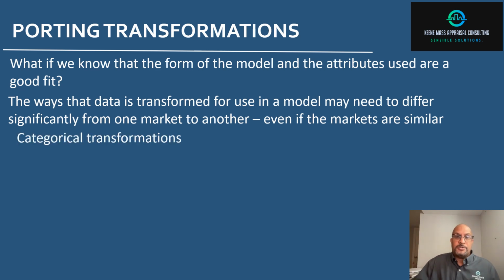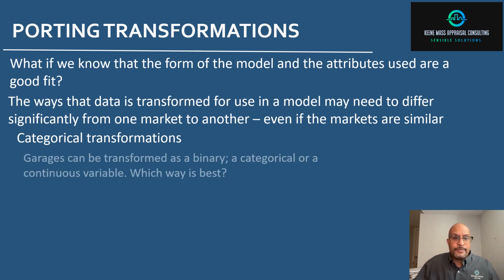So let's look at some of these. Let's talk about categorical transformations, or transformations that result in a simple yes or no, or that group data into classes or categories. Things like quality of construction, or the condition of improvements, or whether or not there's air conditioning, which is usually just a simple yes or no. And garages are a good example of this.